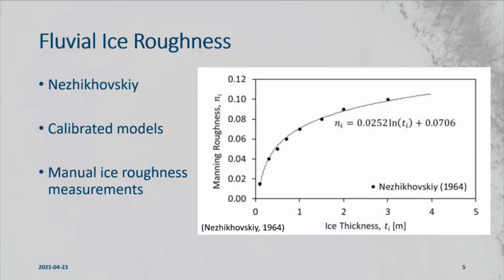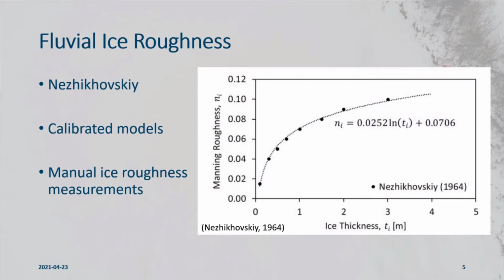So aside from just using this back of the envelope calculation, you can also back calculate the ice cover roughness using inverse modeling. So if you know the water surface elevation and flow with a decent resolution, you can determine the ice roughness that would be required to make those conditions happen.